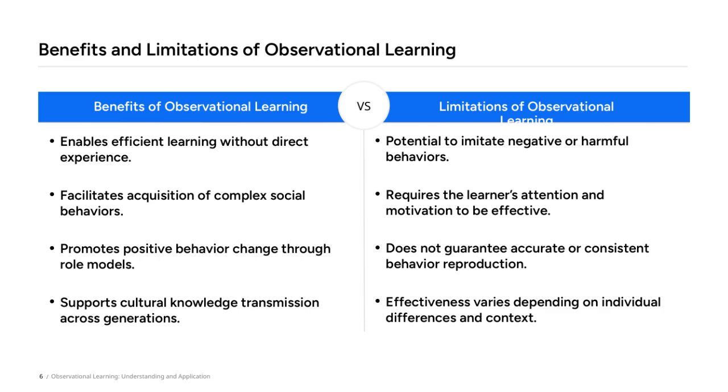However, there are some limitations to keep in mind. Sometimes, people might pick up negative or harmful behaviors by watching others. For observational learning to work, the learner needs to be attentive and motivated. Without these, the learning process is less effective. Moreover, simply observing doesn't always mean behavior will be accurately or consistently reproduced. Lastly, the success of observational learning can vary greatly depending on individual traits and the specific context in which the learning takes place. So, while it's a powerful tool, it's not without its challenges.